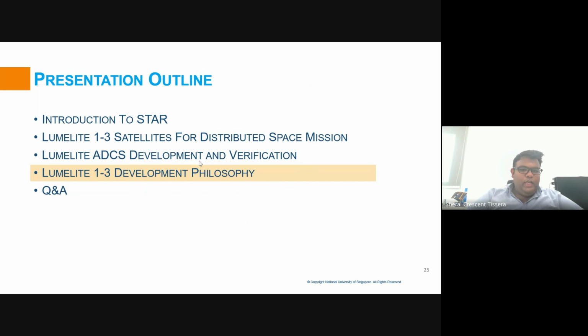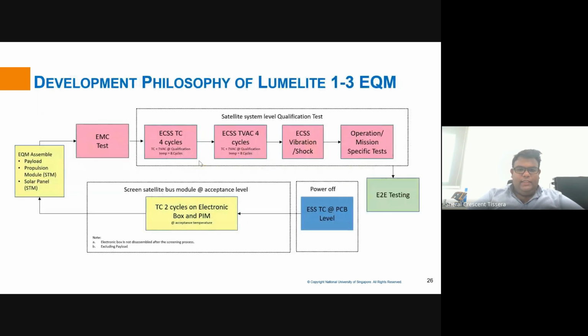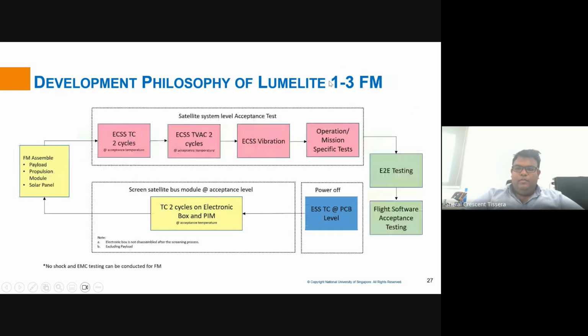Finally, I'll quickly go through some of the development work that we did for Lumelite 123 satellites. So we do various testing during the EQM stage. We have thermal cycle, the thermal vacuum cycling, vibration and shock, and also end-to-end testing for our engineering and qualification model stage. But when it comes to flight model stage, the shock testing is removed and is being replaced with the flight software acceptance testing.